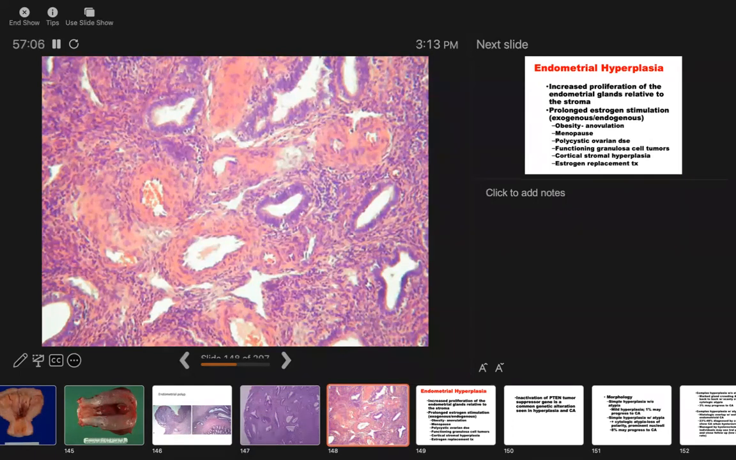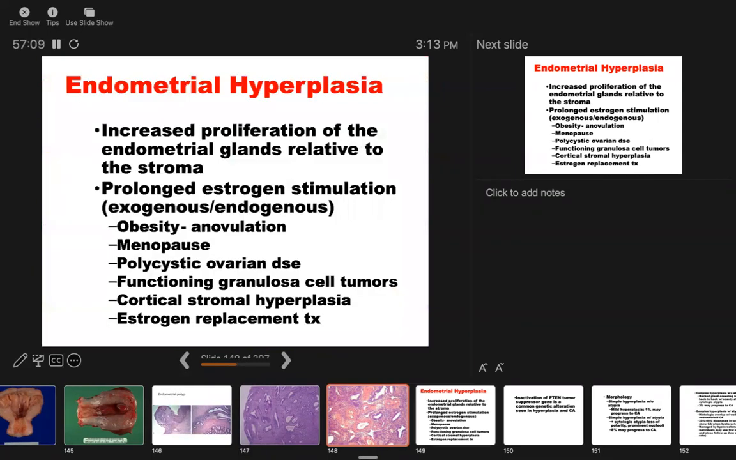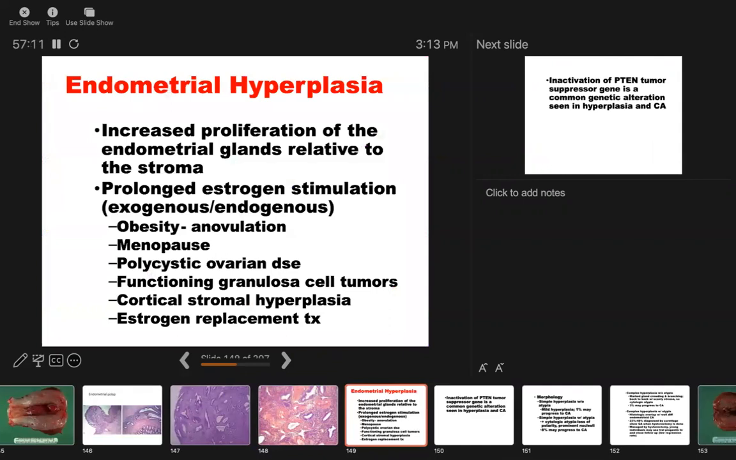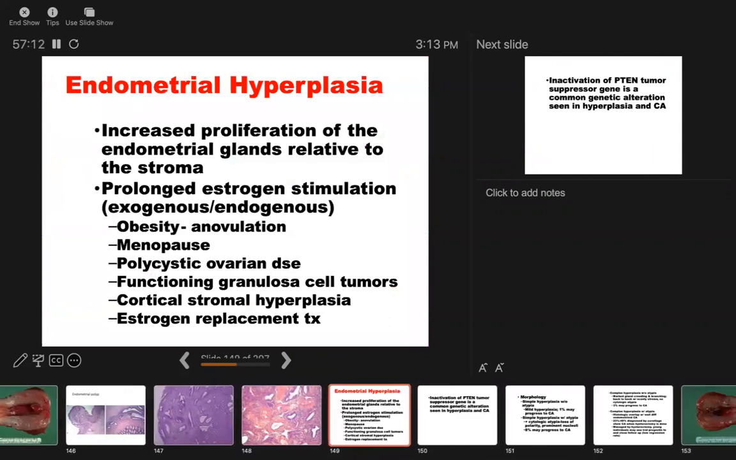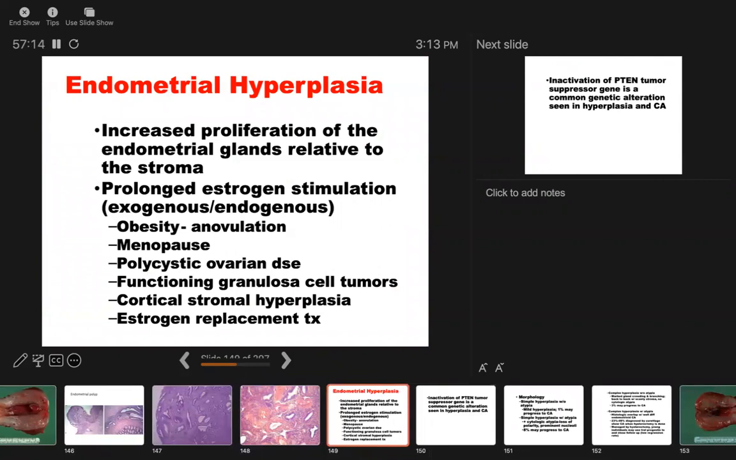Hyperplasia from the word itself should be an increased number of glands relative to the stroma. The problem with endometrial hyperplasia, look at the second bullet, is prolonged estrogen stimulation, and often it is also due to inactivation of PTEN tumor suppressor genes. Hyperplasia is divided into four: simple, complex, and I want to use this to explain it.